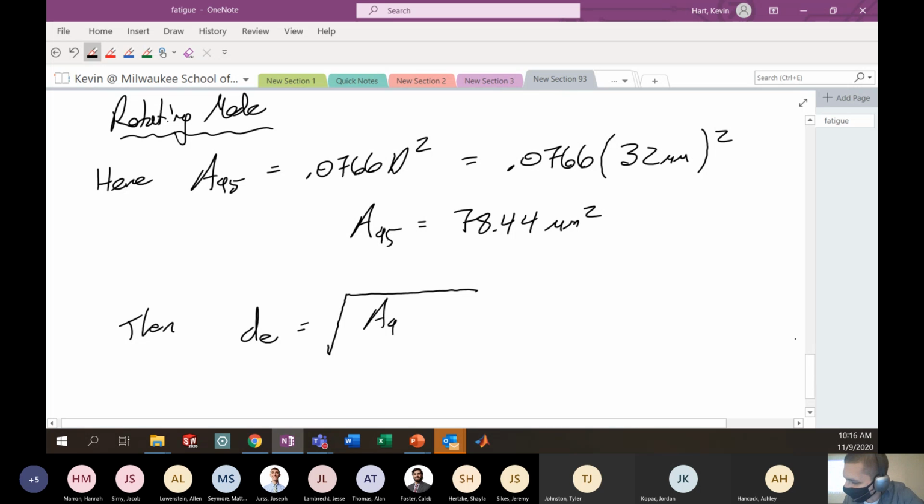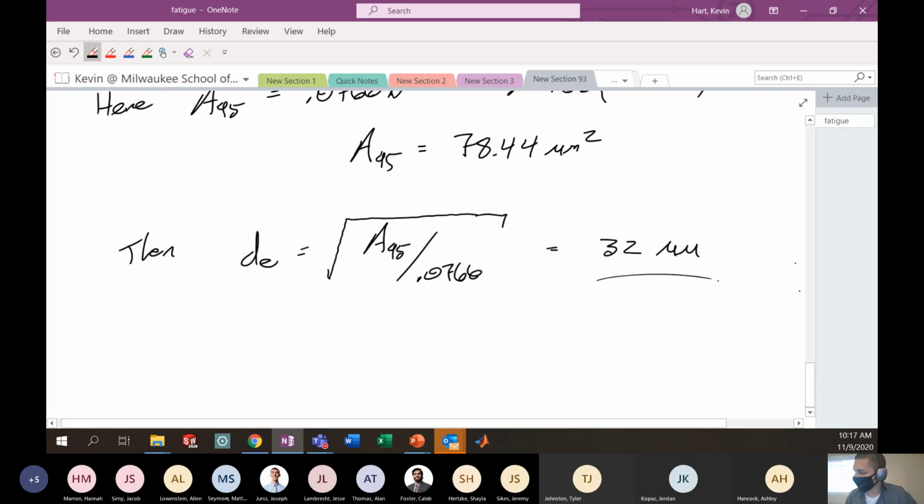The effective diameter is this A95 variable divided by 0.0766. Lo and behold, because of the way that the rotating bending mode works, these will cancel each other out, and you're just going to end up with the original diameter of the piece. It's 32 millimeters. So when you're in the rotating mode, the effective diameter is the diameter of the circular piece. All right, so here's my effective diameter for calculation.